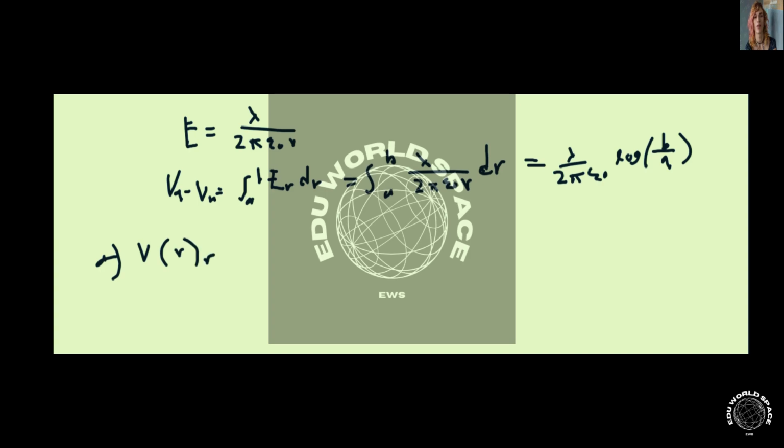The potential inside of the same hollow tube of radius b and charge per unit length negative lambda is equal to 0.